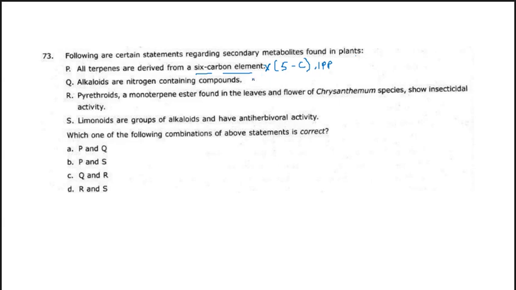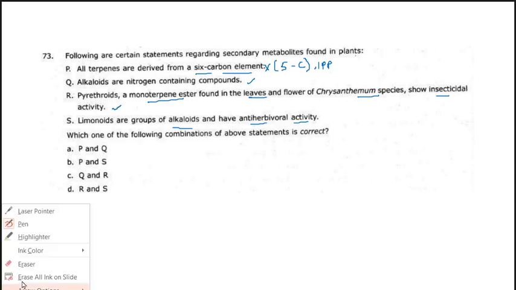Alkaloids are nitrogen containing compounds. Yes. Pyrethroids are monoterpene esters. Yes. They are synthesized in leaves and flowers of chrysanthemum. Yes. They show insecticidal activity. Correct. Limonoids are a group of alkaloids that have anti-herbivoral activity. Now, limonoids do not have anti-herbivoral activity. Instead, they have insecticidal property.